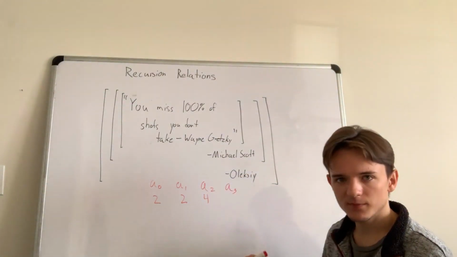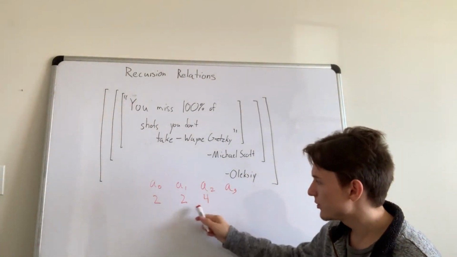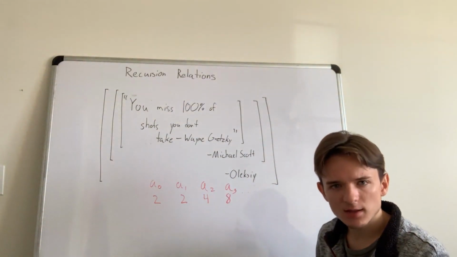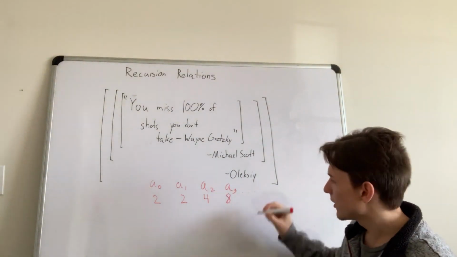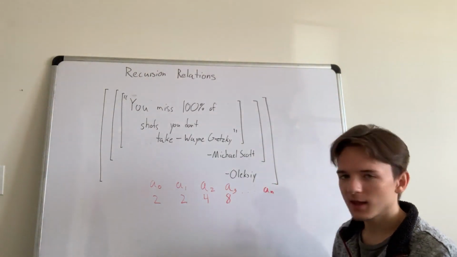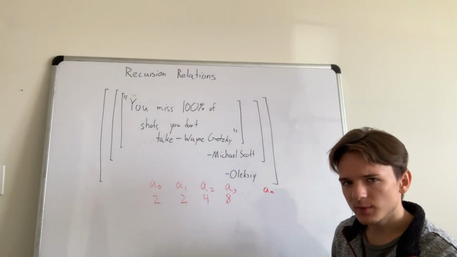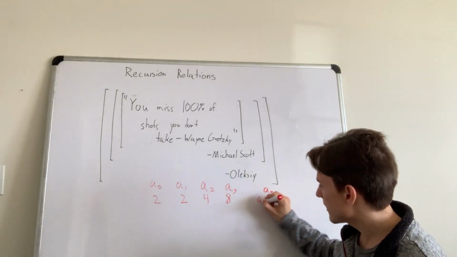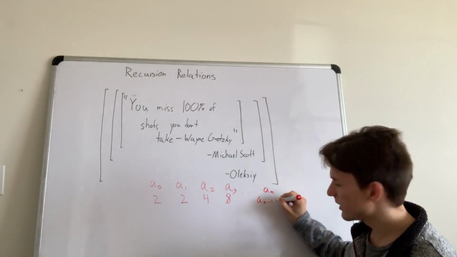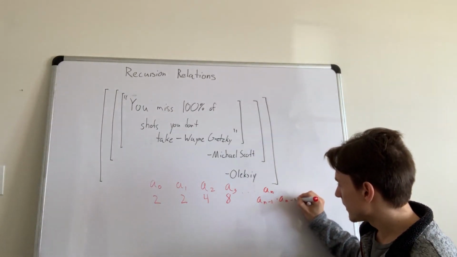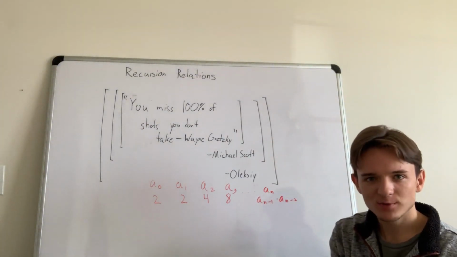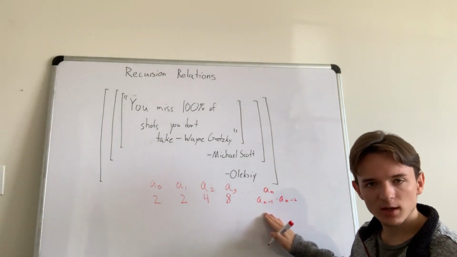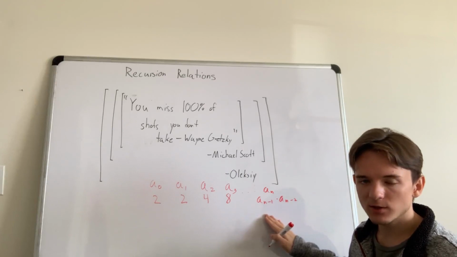What would A of 3 be? Again, the previous two values, 2 times 4, which is 8, and so on and so on. And we could generalize our relationship with A of n. No matter what value we have, A of n, what would the answer be? Well, A of n could be defined as A of n minus 1, the previous value, times A of n minus 2, which is two values behind A of n. And so we could generalize it with this equation for all values n greater than or equal to 2.